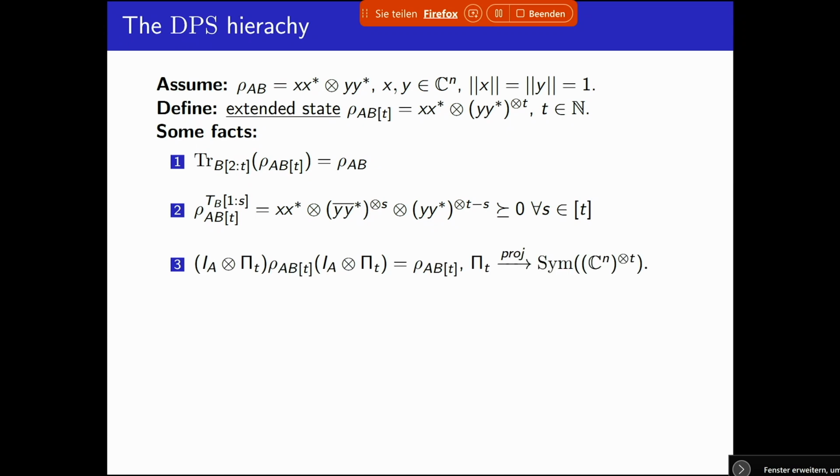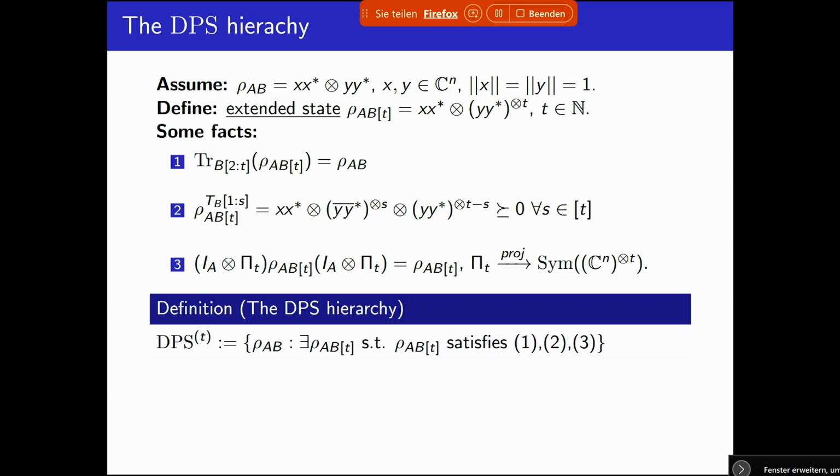And then the third condition looks the most heavy, but actually is maybe the simplest one of the three. This is just saying that in the T registers we just added, our extended state is symmetric. So if you think of rho ABT as a hypermatrix, and you have your T plus 1 row indices and your T plus 1 column indices, you can, for example, permute the T column indices corresponding to the B system without changing our extended state.